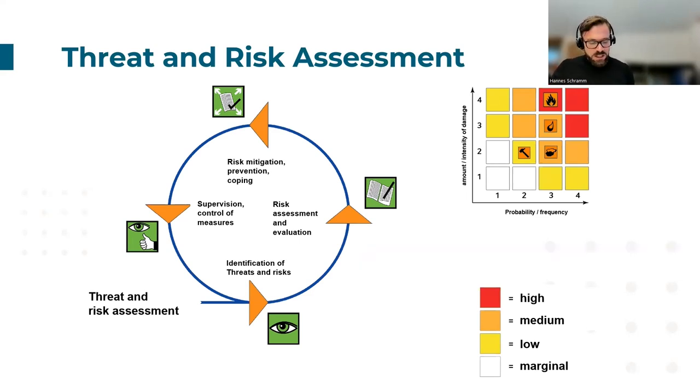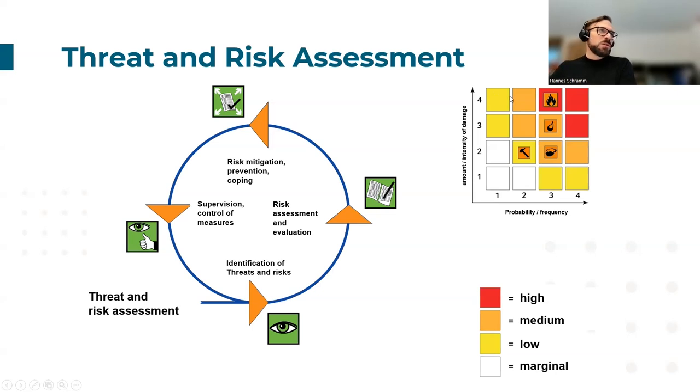We always put it into relation with the four main threats: fire and heat, water and humidity, mechanical impact, and also smoke and soot. We have to regard the probability and the frequency of their occurrence, and then multiply it with the amount and intensity of the expected damage. So, the probability and frequency, and here the amount and intensity of damage.